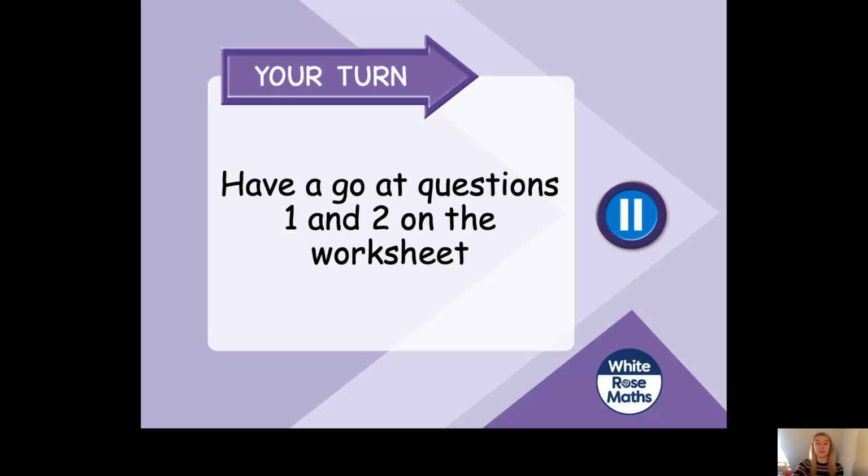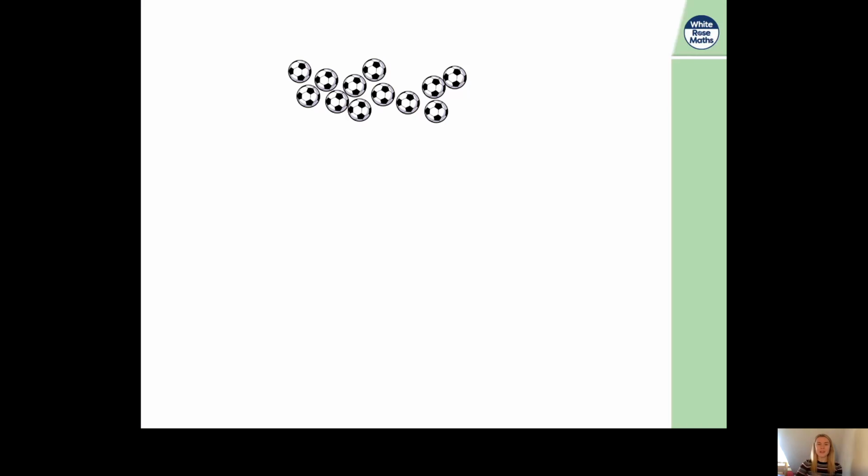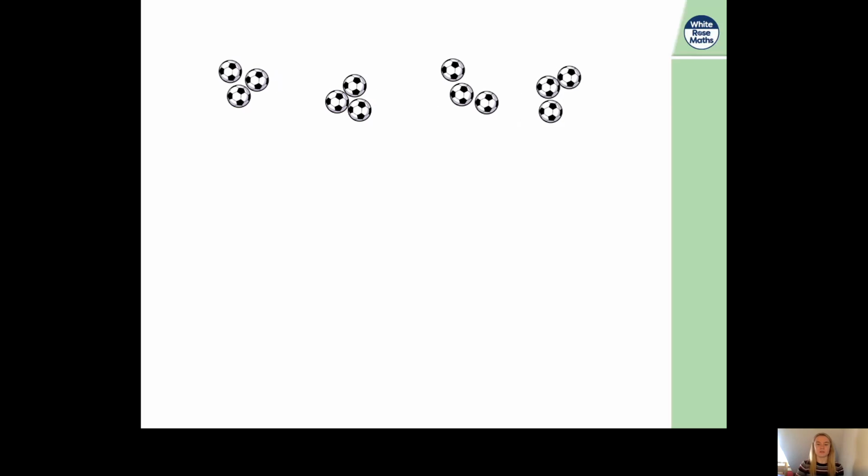Okay, let's move on to the next part. So here we have some footballs and they're going to be put into some groups. Now, how many equal groups of footballs are there? There's 1, 2, 3, 4 equal groups. And how many are in each group? In the first group, there's 1, 2, 3. And because we know they're equal, we know that there'll be 3 in each group, which there is. So there are 4 equal groups of 3.